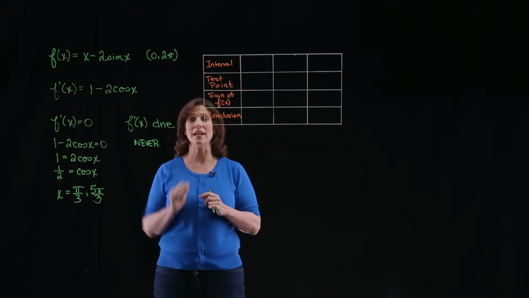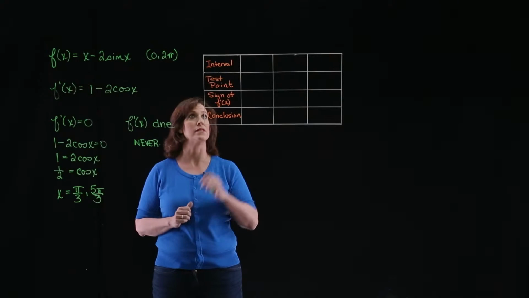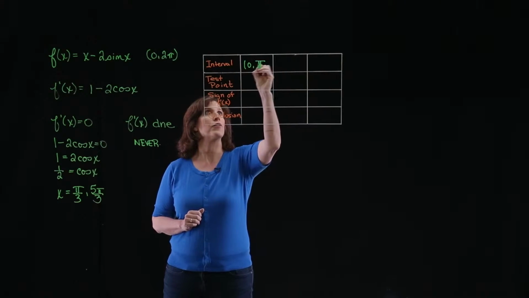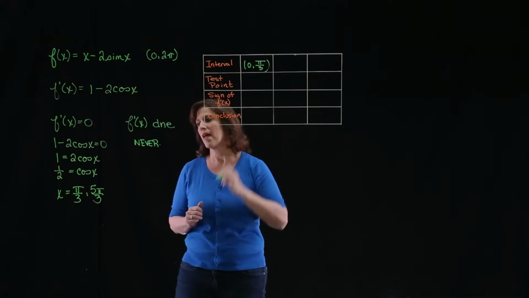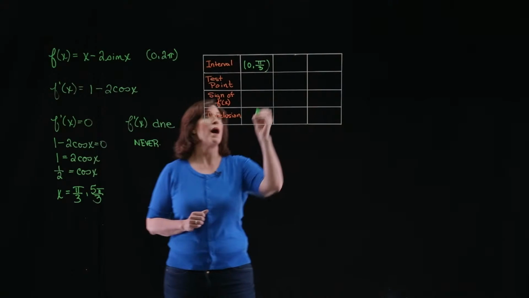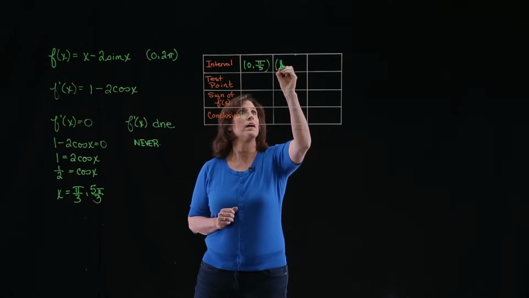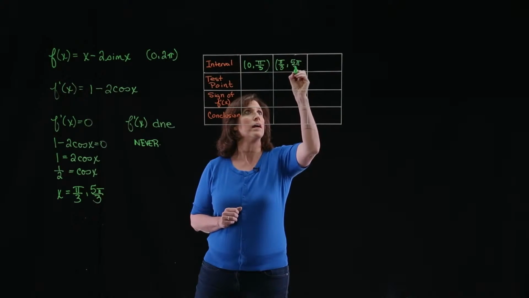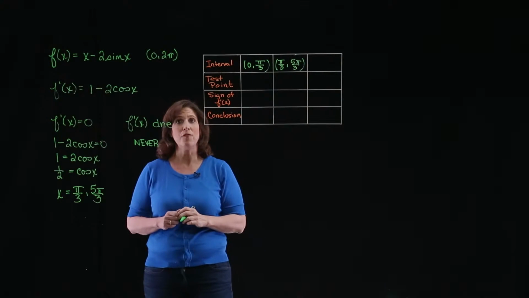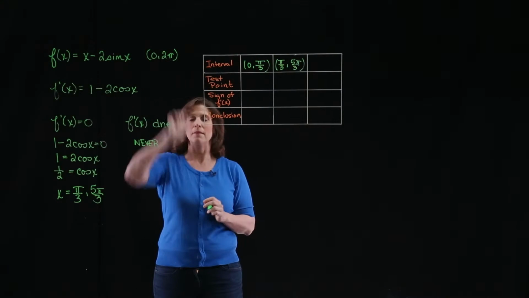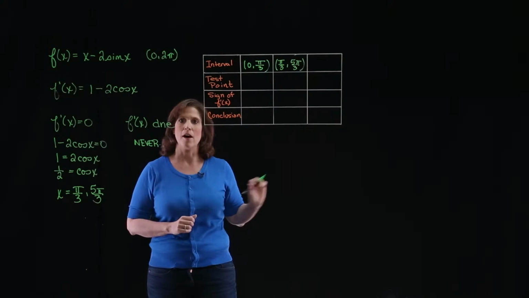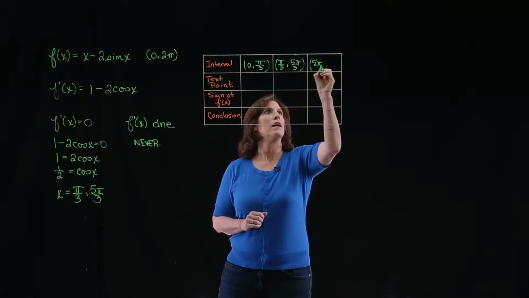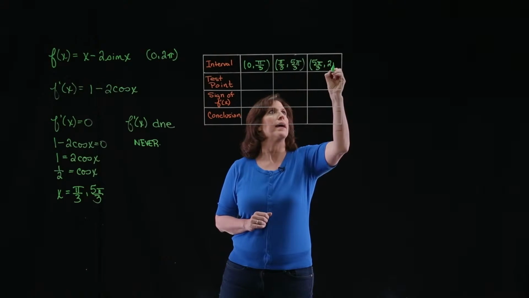So remember, I'm starting at 0. I'm not interested in what happens before 0. So I'll look at the interval from 0 to pi over 3. Then I'll look at the interval from pi over 3 to 5 pi over 3. And then from 5 pi over 3 to 2 pi, again, because I'm not interested in what happens beyond 2 pi.